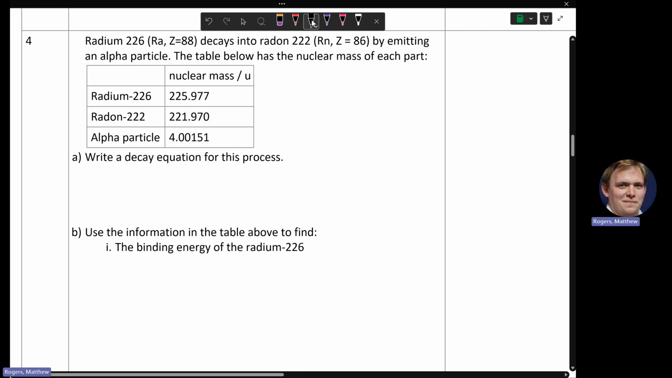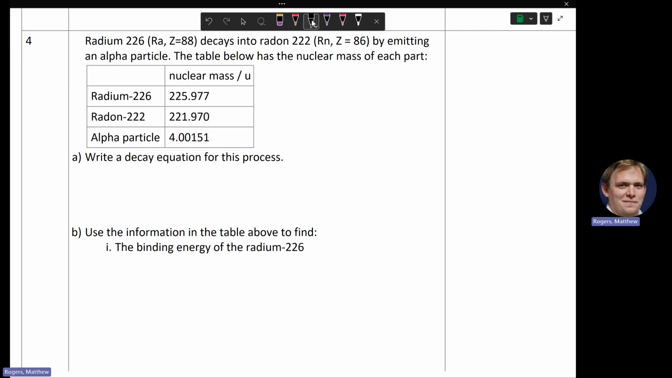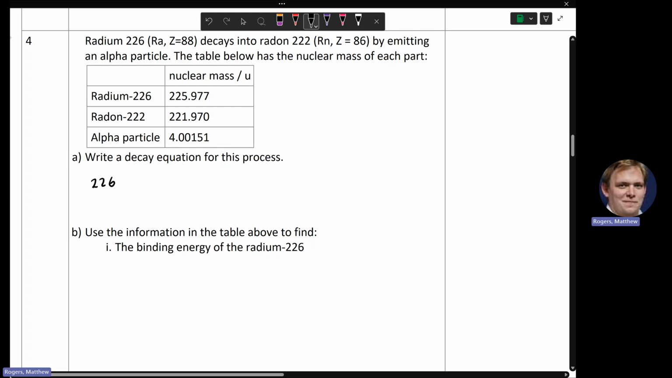Question 4. Radium-226 decays into radon-222 by emitting an alpha particle. The table below has the nuclear mass of each part. Write a decay equation for this process. So we've got 226 radium with a proton number of 88 turning into radon, which has a proton number of 86 and a mass number of 222 and an alpha particle.